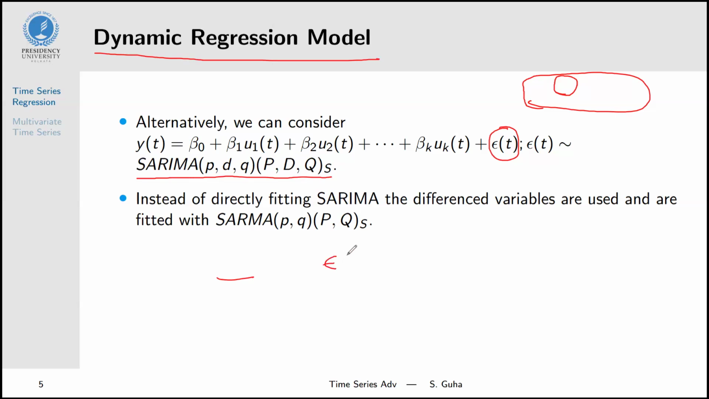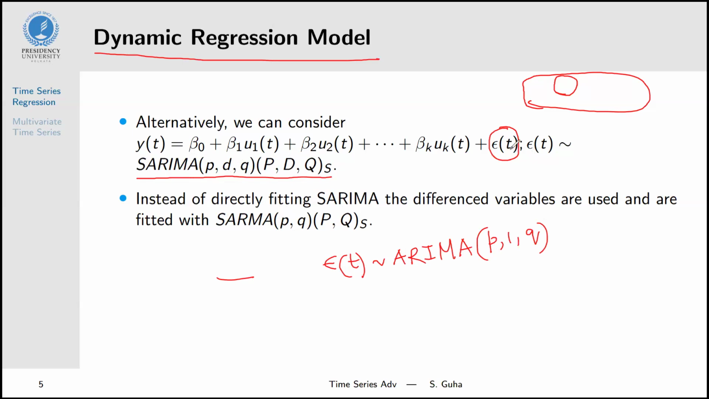Suppose this epsilon t, let's consider something easier, not SARIMA. Let's forget about the seasonal part. That way the equation would be easier. Now suppose I just consider something very simple, that it is ARIMA (p,1,q).